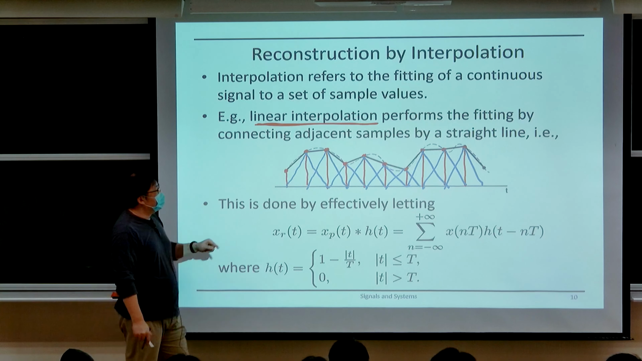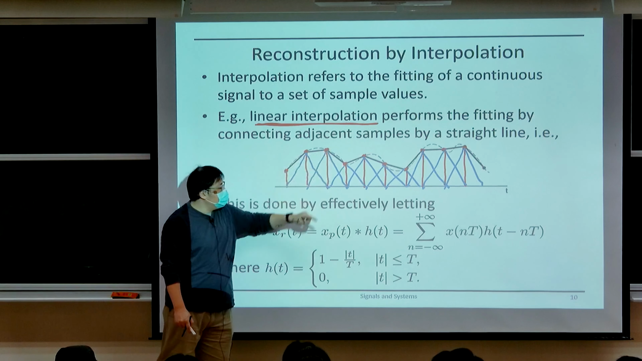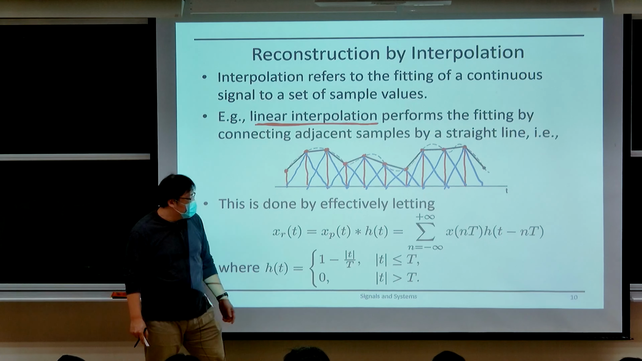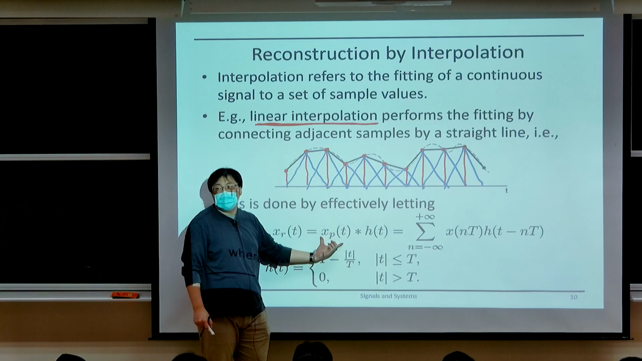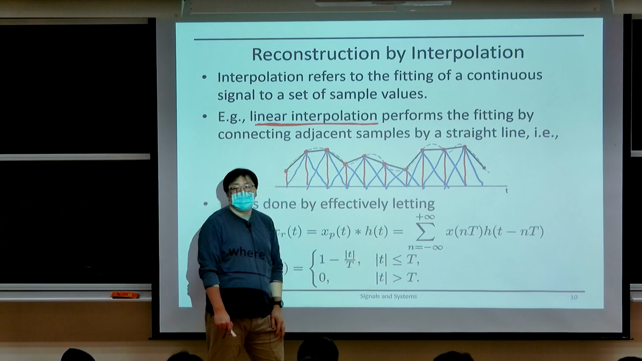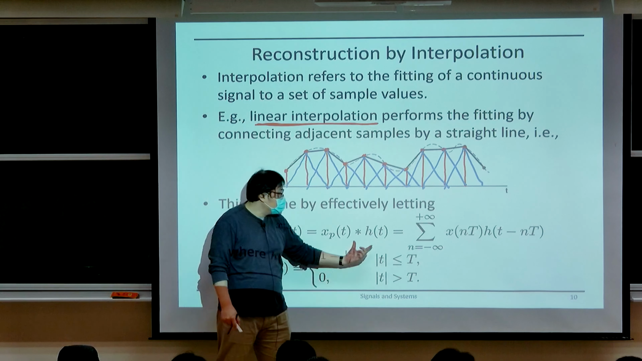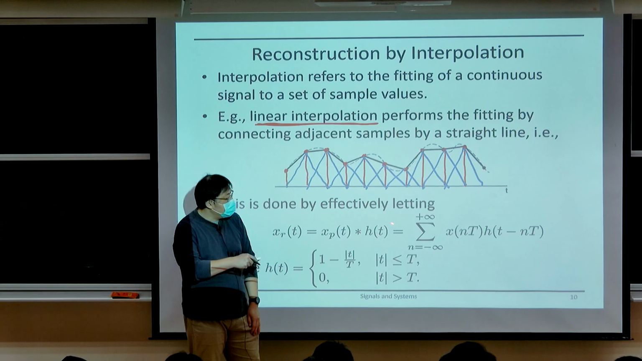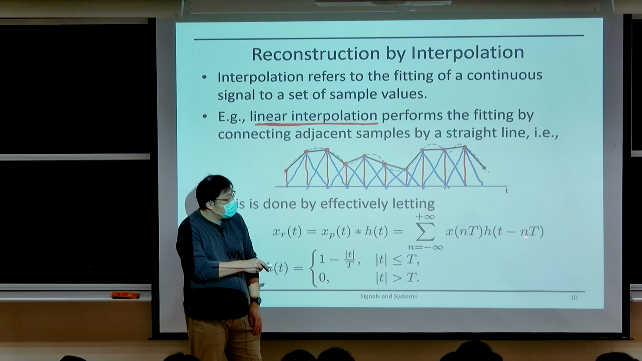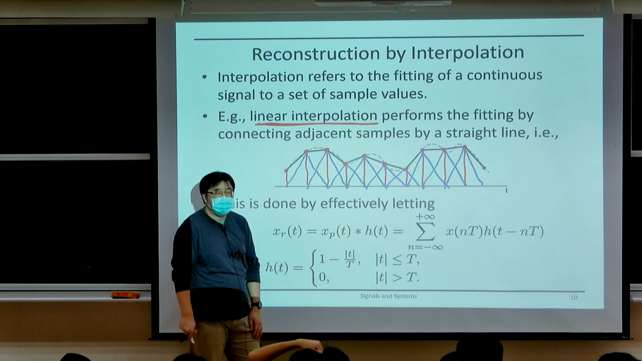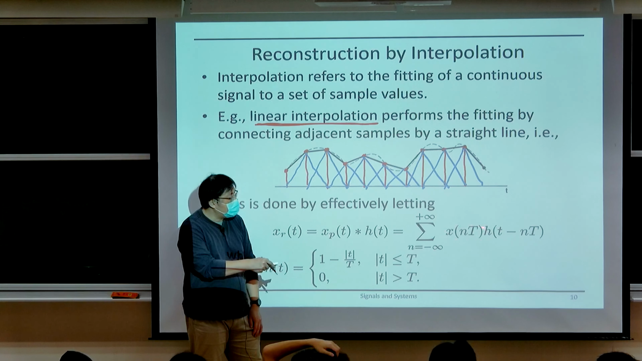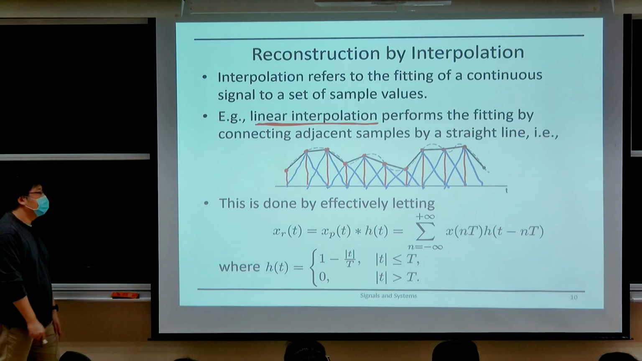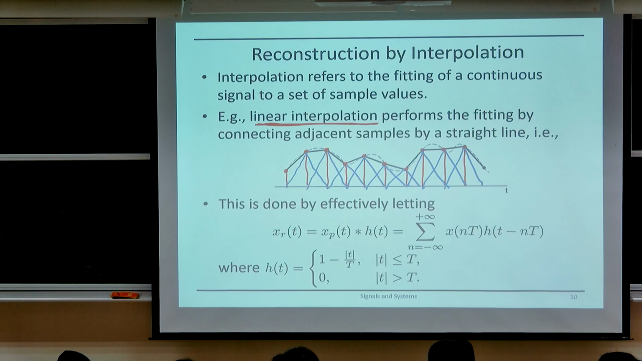So this linearly interpolated signal is x_r of t, which is the impulse sampled signal convolved with a triangle filter h of t, which effectively moves this to integer multiples of capital T, each one scaled by the value of x at that point.